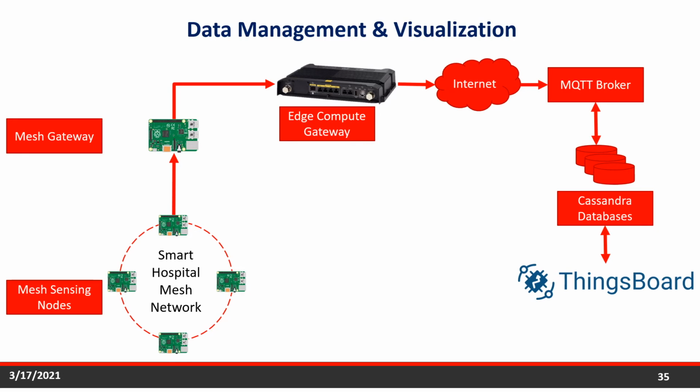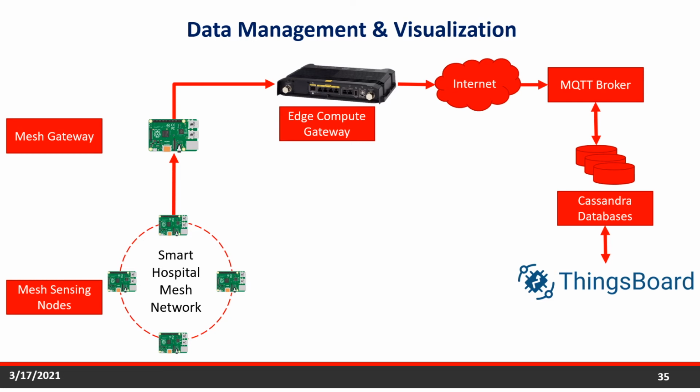Data is then forwarded to the Edge Compute Gateway using MQTT, where it receives data flows from multiple wireless sensor networks. The Edge Compute Gateway hosts an application container that enables data aggregation, encryption, and lightweight edge processing. Data is then communicated over the internet, where it reaches our cloud server.